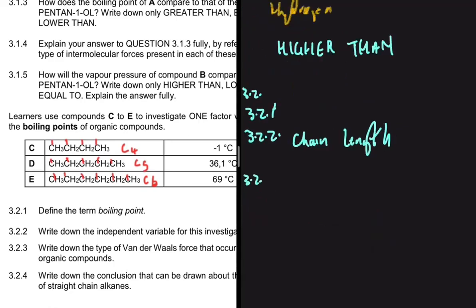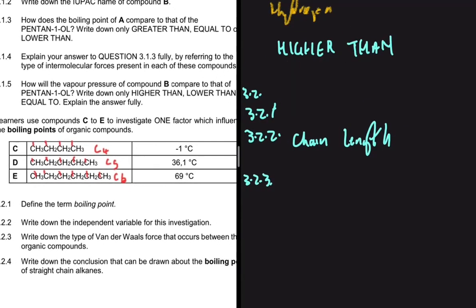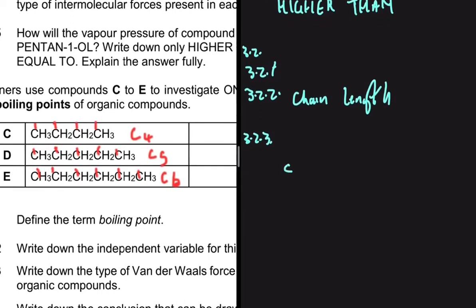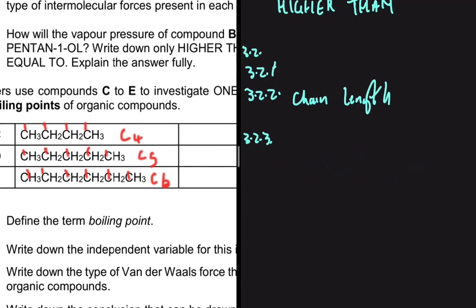And 3.2.3, write down the type of van der Waals force that occurs between these organic compounds. So these organic compounds are all alkenes, right? Well, you can draw compound C fairly quick by saying C with 3 hydrogens, and then another carbon with 2 hydrogens, another carbon with 2 hydrogens, and the last carbon with 3 hydrogens. The same thing with compound D and E, they're all alkenes. So the force occurring in compound C, D, and E is actually London force, or induced dipole forces.